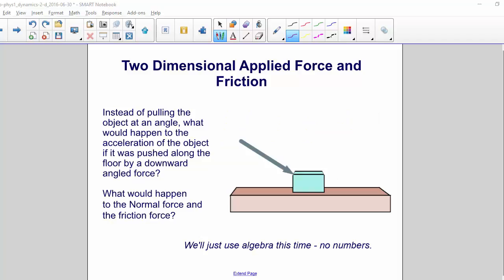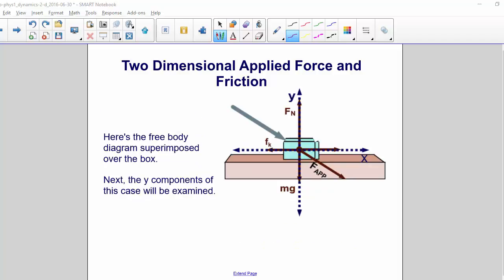Instead of pulling the object at an angle, what would happen to the acceleration of the object if it was pushed along the floor by a downward angled force? What would happen to the normal force and the force of friction? So let's look at an example. Here's the free body diagram superimposed over the box. So we've got normal force up, mg down, force applied down and to the right, and force of friction to the left. Which do you think is going to be greater, the normal force or mg, or will they be equal?